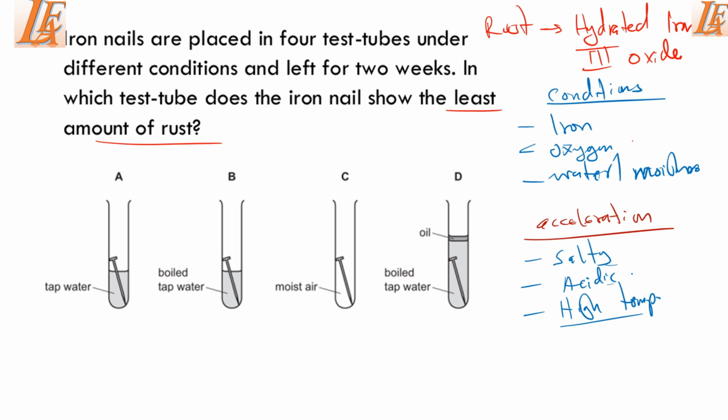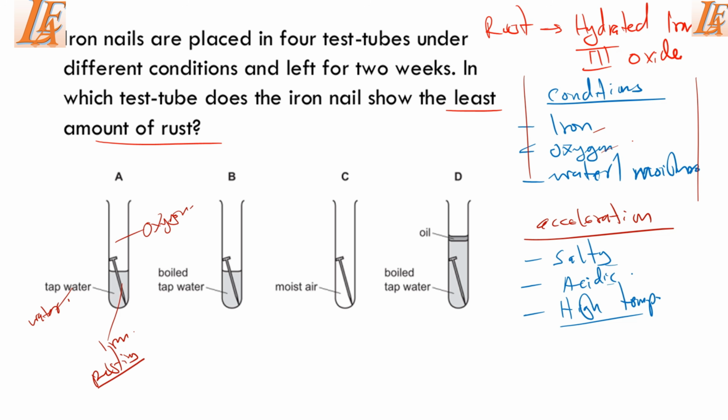But in this case, we are interested in the conditions necessary for rusting. So for the nail which will rust most and the one which will rust least, we must look at these three conditions: presence of iron, presence of oxygen, presence of water or moisture. Now, the first case, A, we have tap water and this test tube is open, so it means there is oxygen coming in. Then we have an iron nail. Then we have tap water. In this case, we have water. Therefore, we have the three conditions for rusting. So in this case, rusting will take place most.